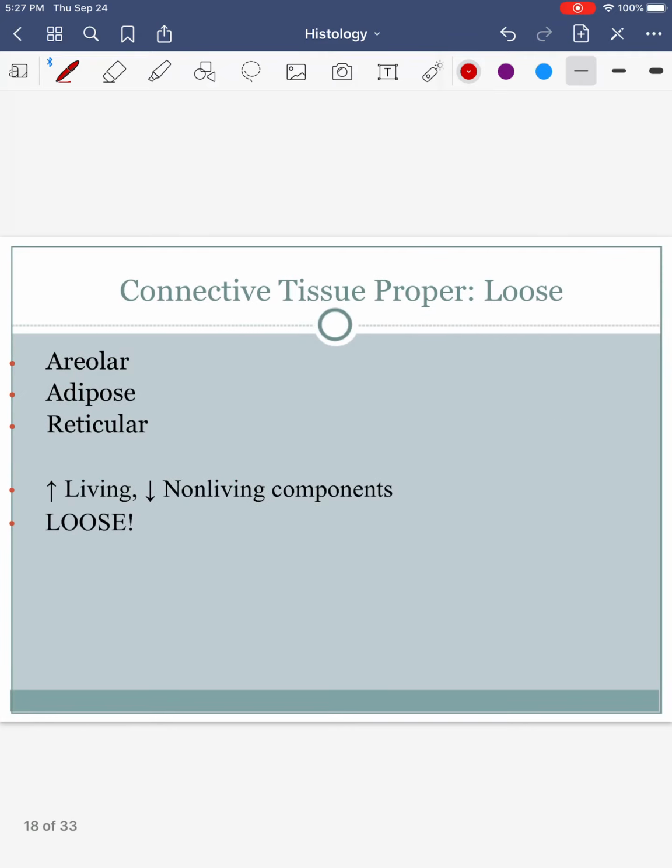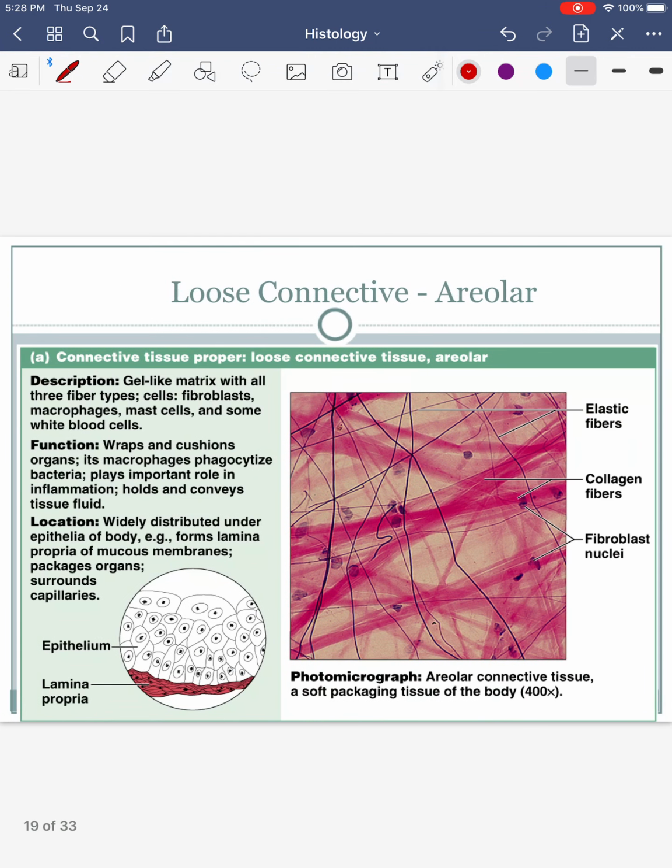All right, so the first category is considered to be loose. And it's considered to be loose because these 3 tissue types that are connective tissue have a looser arrangement. Now, some professors will ask you to write loose connective tissue areolar or loose connective tissue adipose. For me, you don't have to say loose. You can just say areolar, or you can just say adipose, or you can just say reticular.